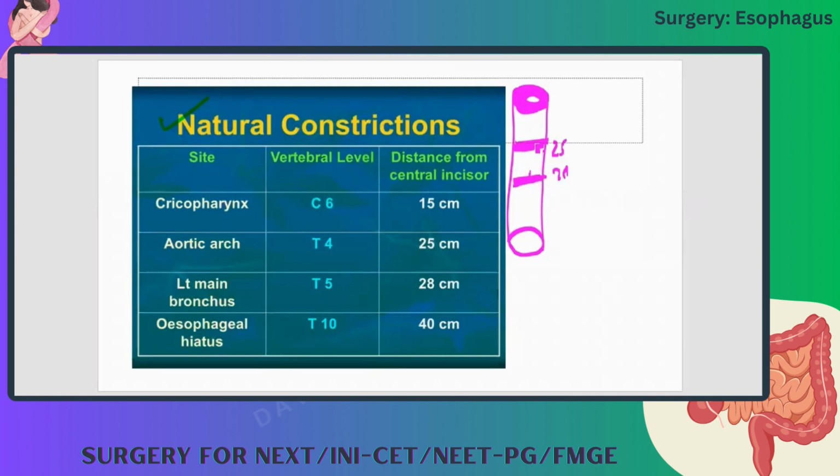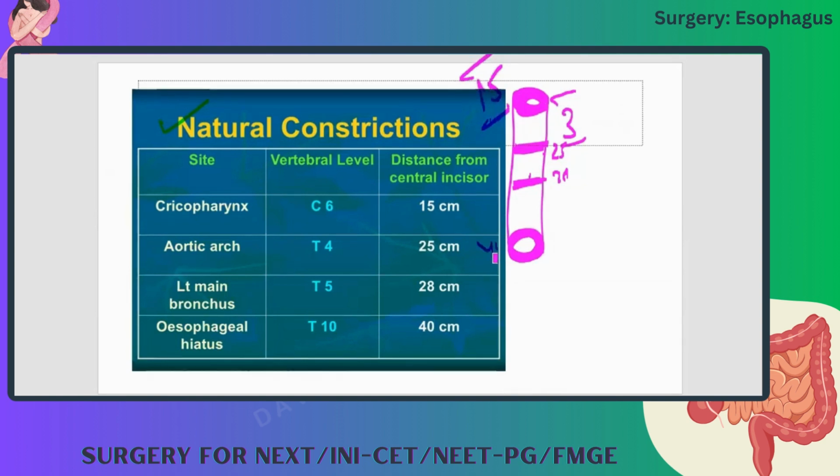In between there is one constriction, a small thing, either because of the aortic arch compressing or the left main bronchus compressing. And below, at the GE junction, 3 narrowings: one above, one below, and one in between. This is at 15 centimeters at the start, and this is 40 centimeters. In between at 25 or 27, you will feel a small narrowing due to the aortic arch or left main bronchus.